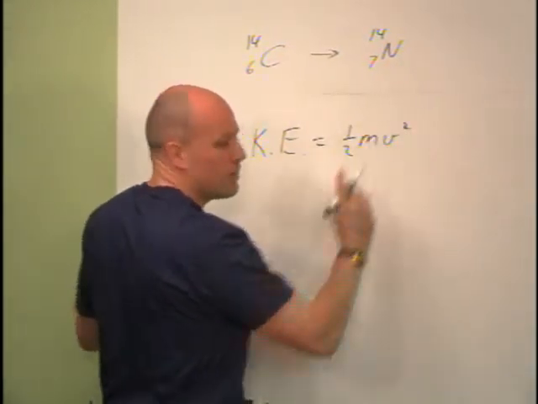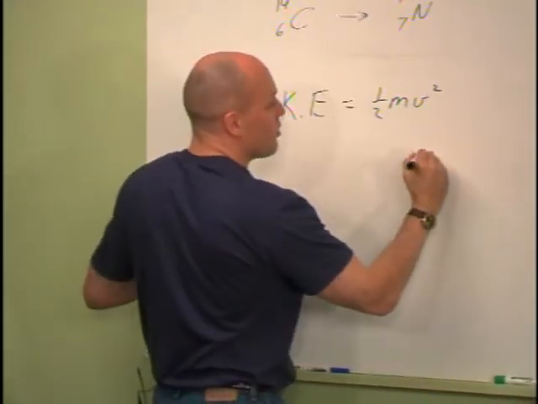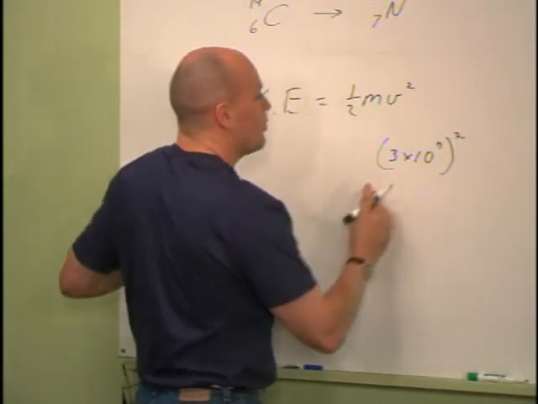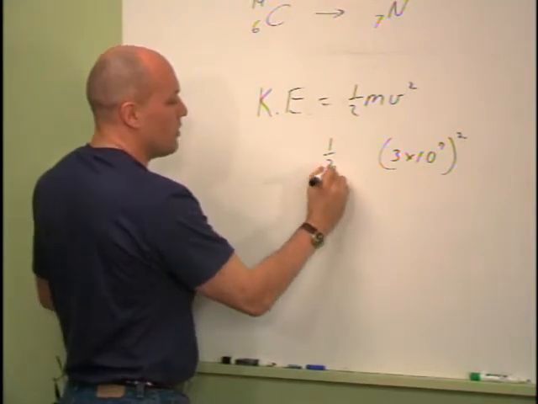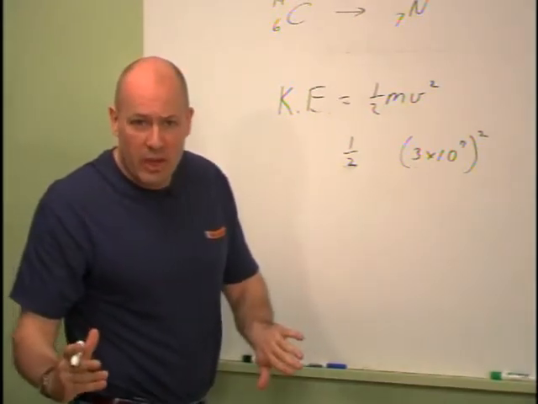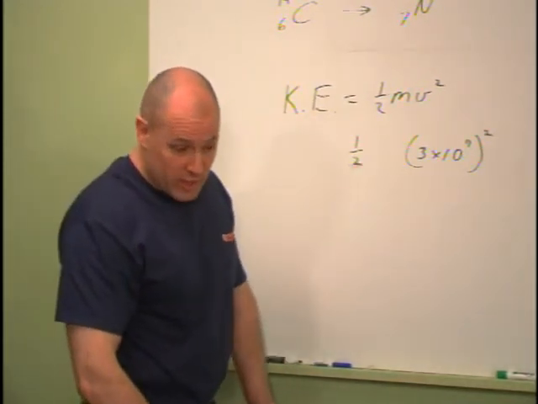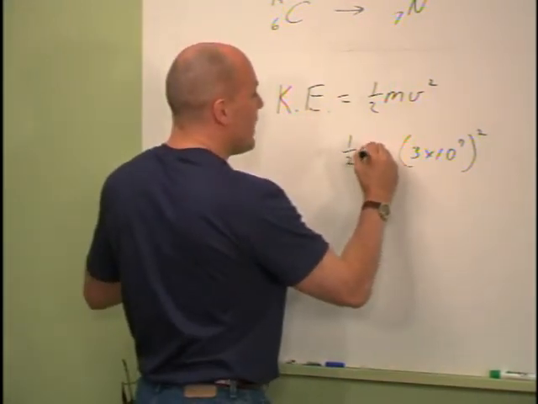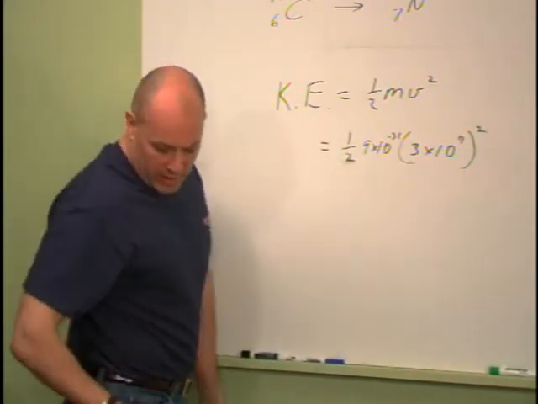1/2 mv squared, kinetic energy. We've got v, which is 3 × 10 to the 7th, and we'll square that. And then what is the mass? How do we find the mass? Well, they tell us in the passage, last paragraph. We don't have to know the mass of a beta particle, which is really just an electron. You might know that it's 9 × 10 to the negative 31st, but they tell us in the last passage. So it's 9 × 10 to the negative 31st, and this will be my kinetic energy.